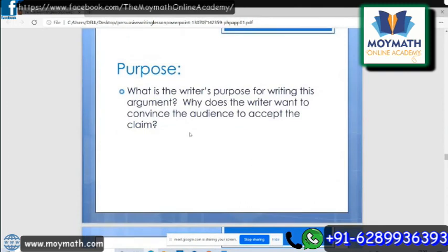When you do writing, please make sure you ask yourself, what is the writer's purpose for writing this argument? Why does the writer want to convince the audience to accept the claim? You have the answers to these questions, only then your writing task will come. Always, whatever piece of writing you are doing, think about the audience. Only then start, my dear. You should have the audience in your brain always. The language, the style, the vocabulary that you use all depend on for whom you are writing.